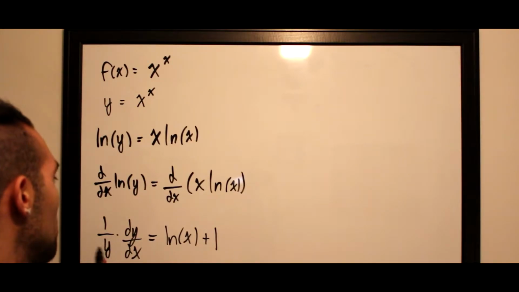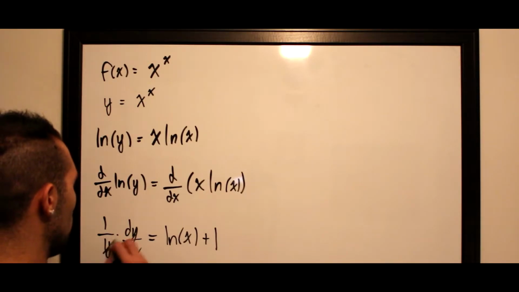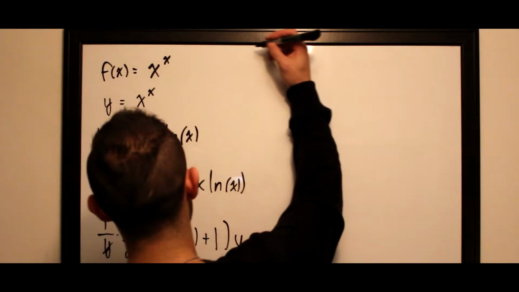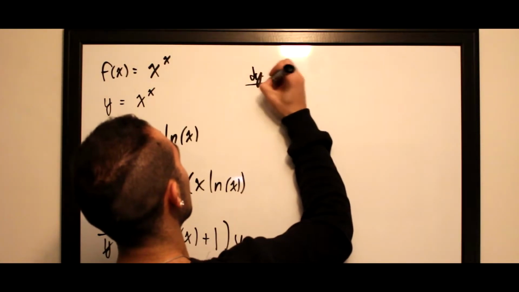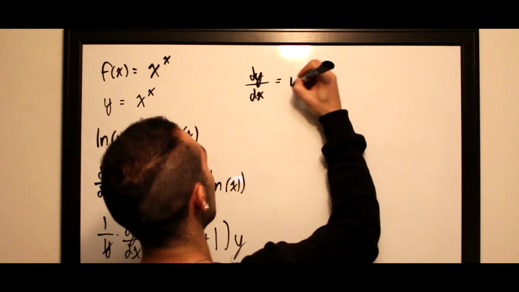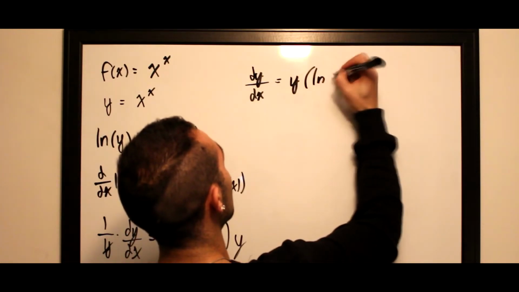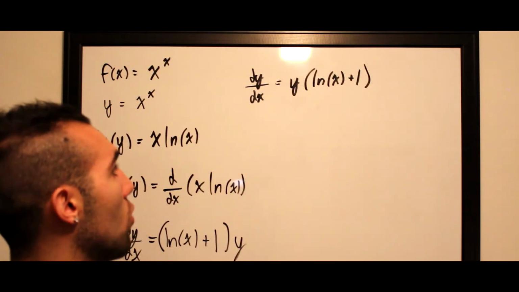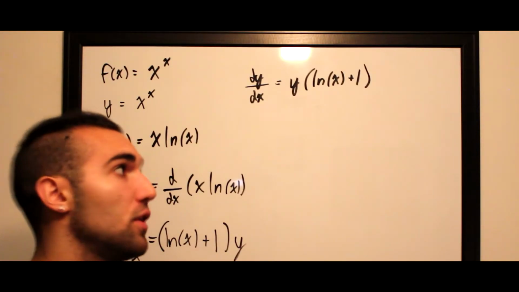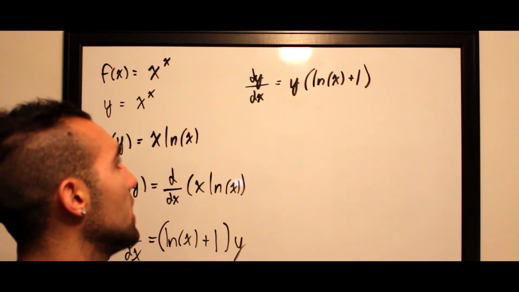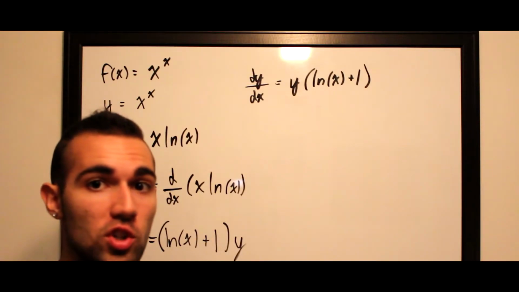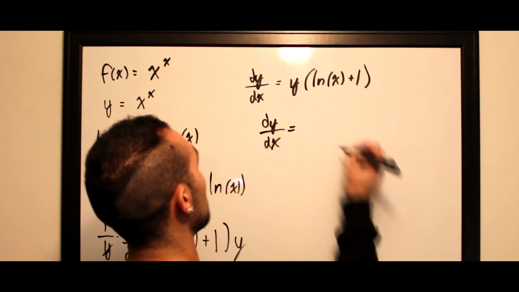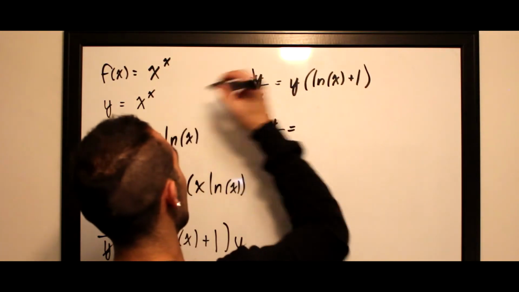So what we'll do is multiply both sides by y. So we'll multiply this entire expression by y. So what we've got left is dy by dx is equal to y times ln of x plus 1. However, as we had mentioned at the beginning of the video, y is also equal to x to the x, so we can substitute that back into our original expression.